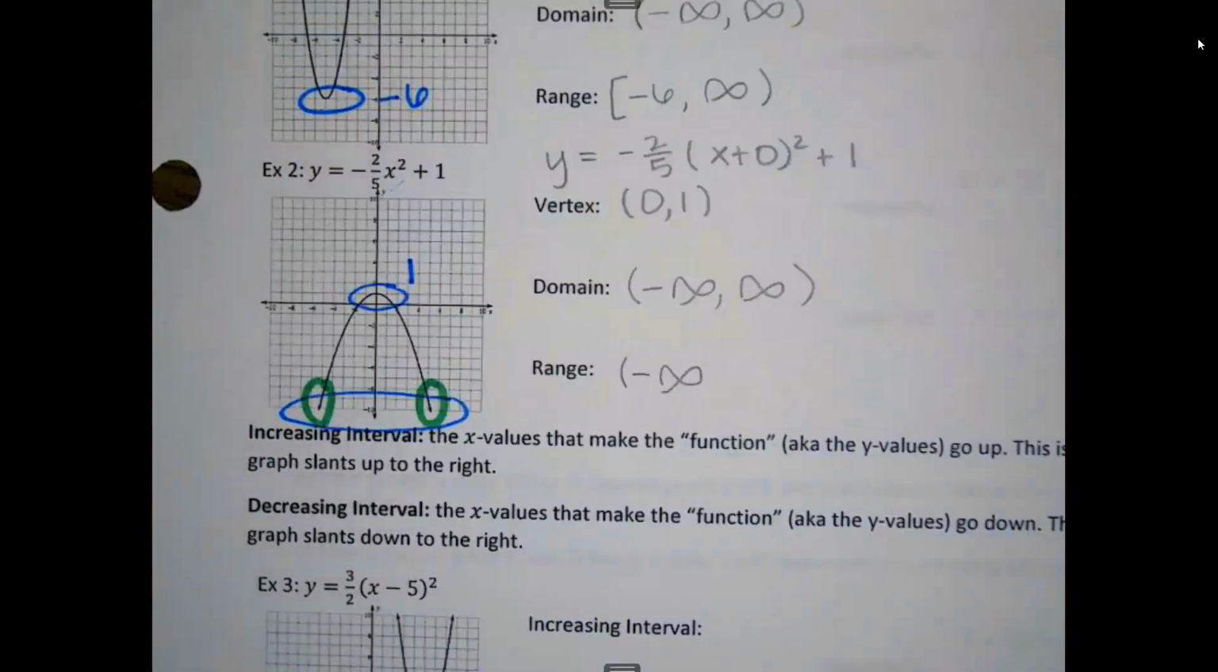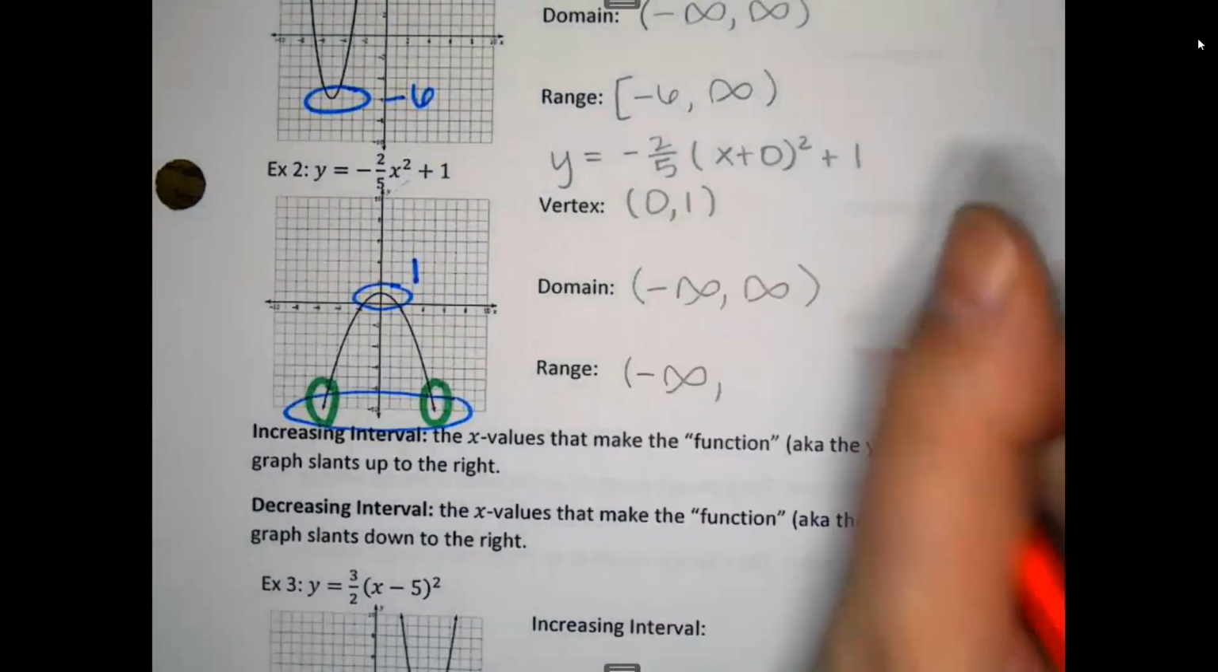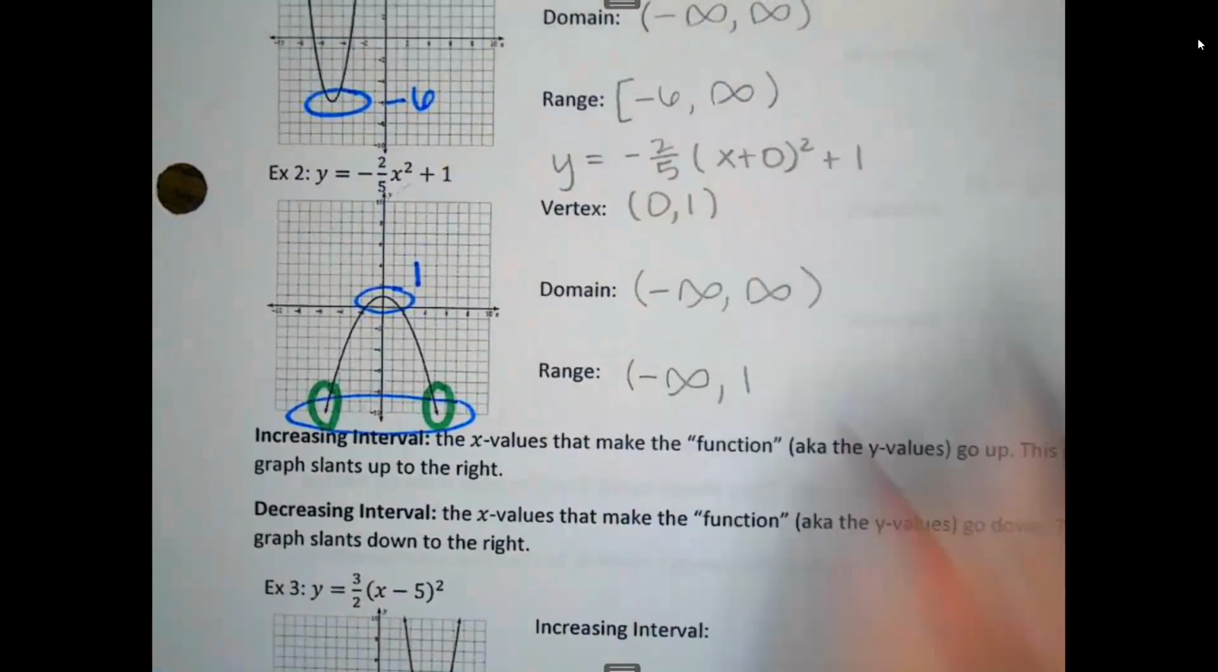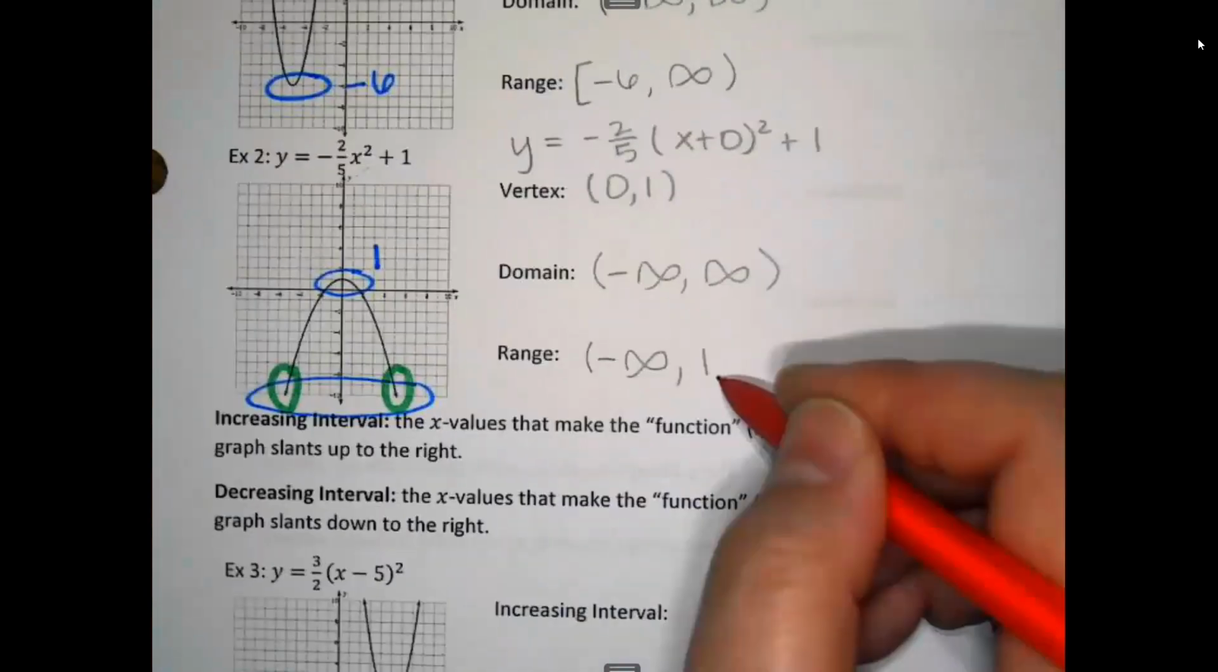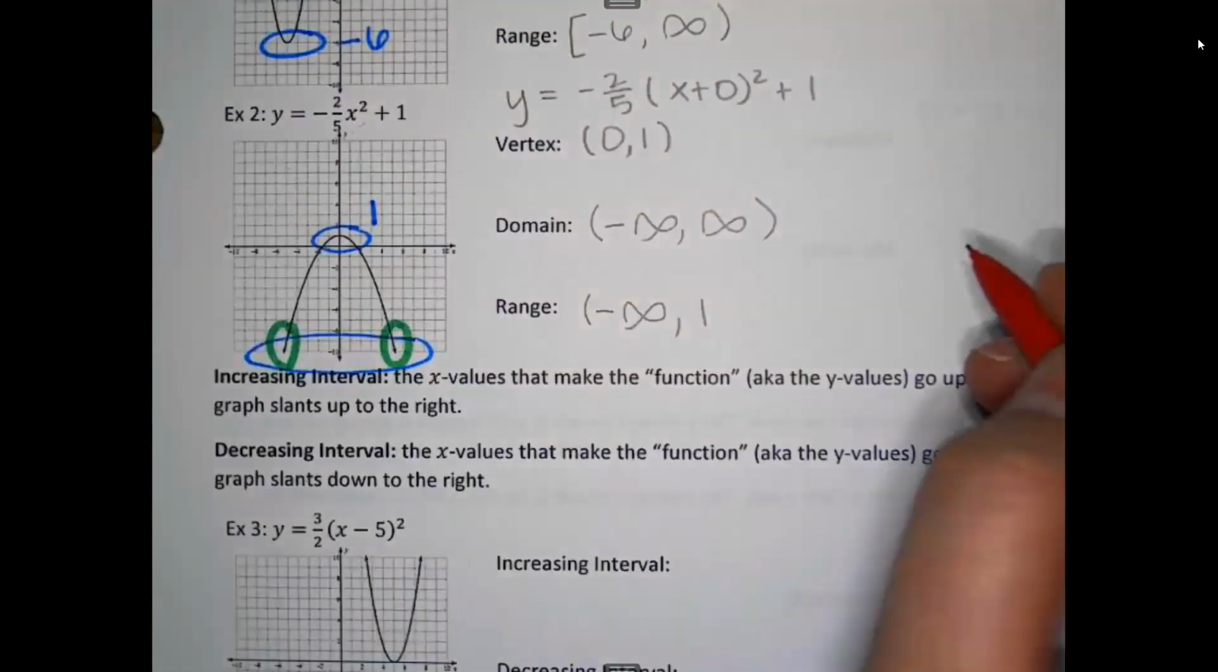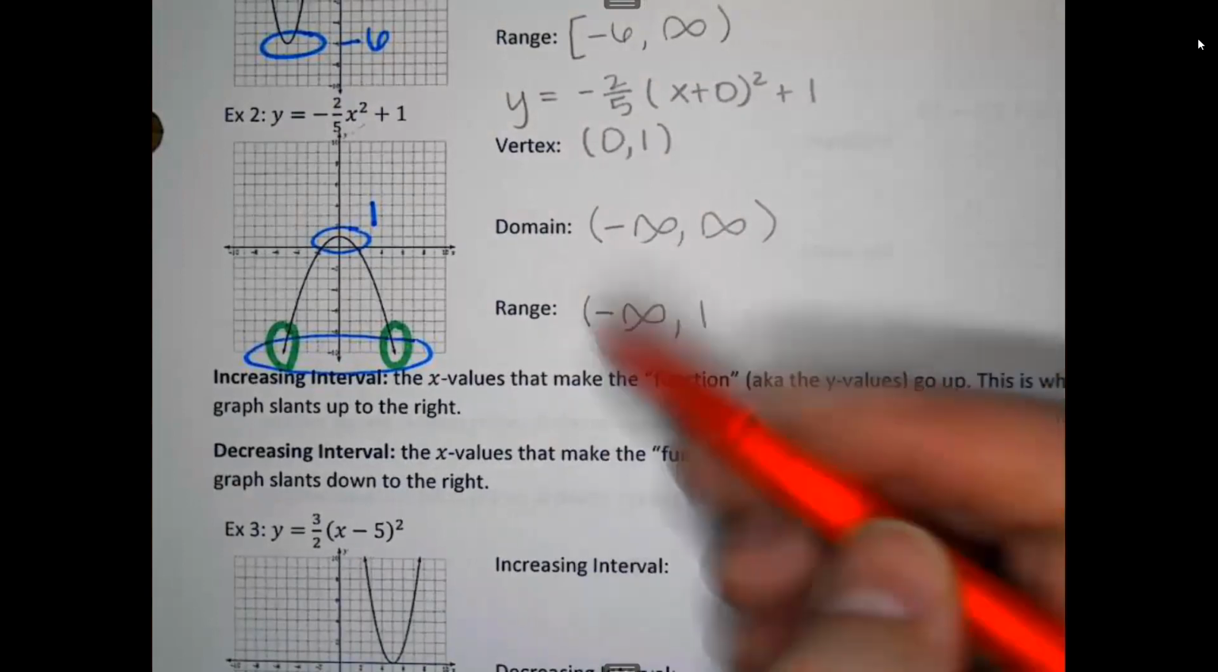+1. The top of the graph is +1 because we always use the Y coordinate. So bottom of the graph, negative infinity. Top of the graph is +1. Should I use a bracket or a parenthesis? Can I touch the point or not touch the point?